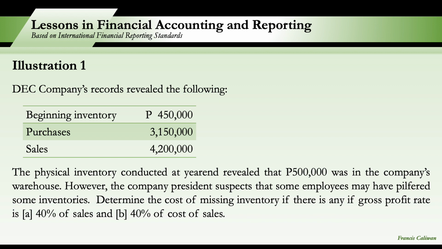The physical inventory conducted at year-end revealed that 500,000 was in the company's warehouse. However, the company's president suspects that some employees may have pilfered some inventories. So the requirement is to determine the cost of missing inventory if there is any. If gross profit rate is 40% of sales, that's number one, or 40% of cost of sales, that's number two.